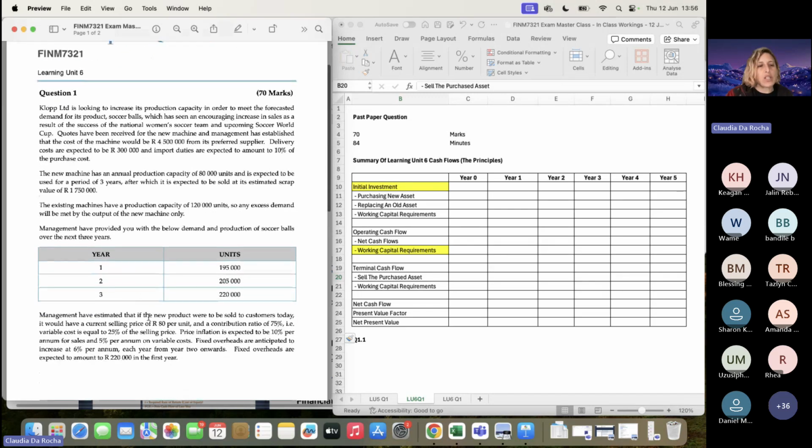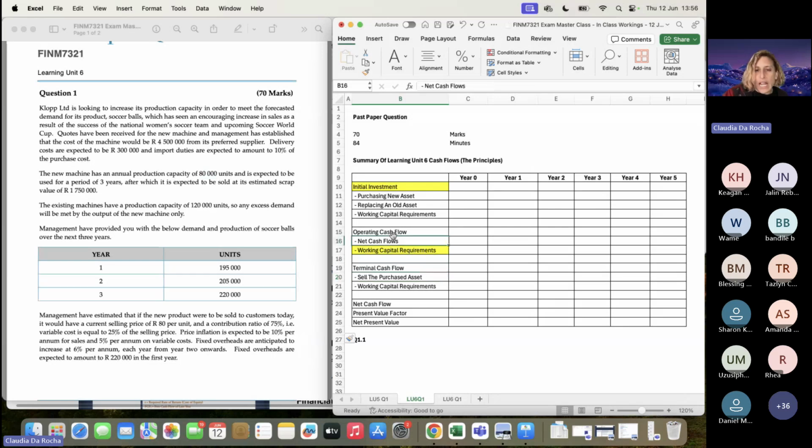So it says here, management will provide you with the below demand and production of soccer balls over the next 3 years. Okay, so we know year 1 is 195, year 2, 205, year 3 is 220. So you can see already that the number of units exceed the 120, which definitely means we'll need to use the new machine. Okay, so in a question, if you had to do a full-blown net present value question for this one, these calcs will all fall under our operating cash flow section and then a net cash flow section, okay, where we would have, what is our cash flow less tax? It's actually right there, net after tax cash flow. Yep.